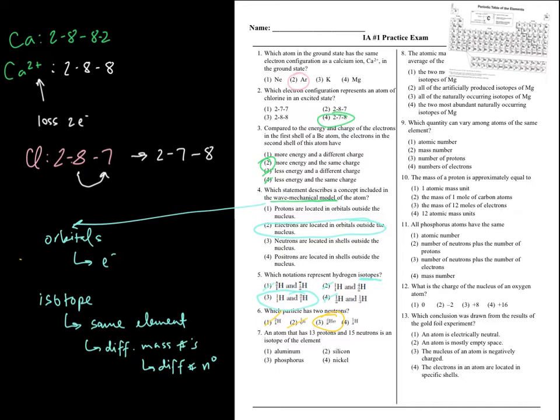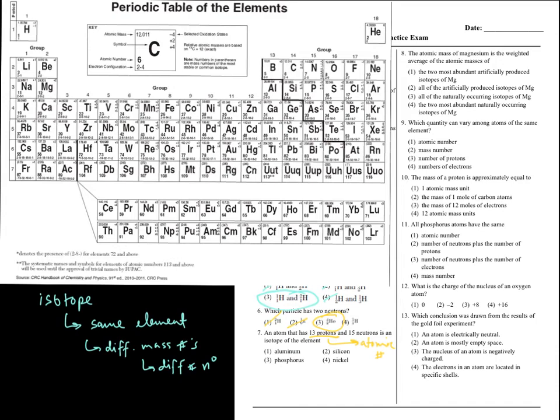Alright, and then number 7, an atom has 13 protons. So this also tells you the atomic number. So with 13 protons, you have to look it up on the reference table. Let's look. Alright, looking at number 13, 13 protons, it's aluminum.